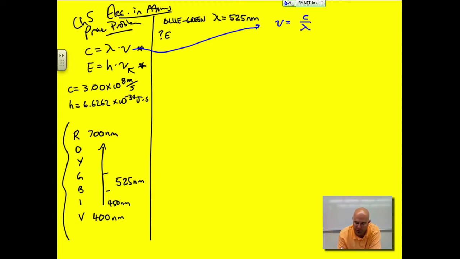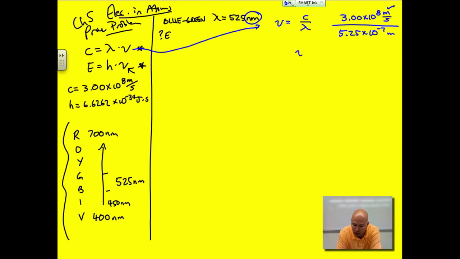So the formula is 3.00 times 10 to the 8th meters per second over 5.25 times 10 to the negative 7 meters. Hopefully we know why I changed that. I changed it because my wavelength was given in nanometers, but my speed of light is in meters per second, so I need to divide by meters. The conversion from nanometers to meters is 9 places, but because it's 525, I'd go 9 but I'm only coming back 7 to write it in scientific notation. So that's why it's negative 7.